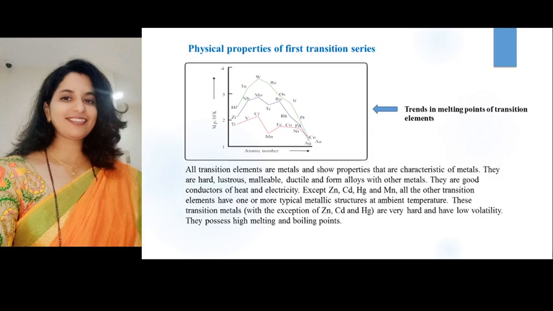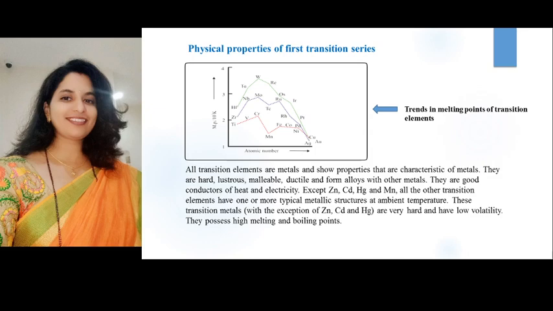All the other transition elements have one or more typical metallic structures at ambient temperature. These transition metals, with the exception of zinc, cadmium, and mercury, are very hard and have low volatility, and they possess high melting and boiling points. The high melting and boiling points of transition metals are due to their close packed structures. In these structures, the transition metal atoms are held together by strong metallic bonds, which have notable covalent character. It requires a considerable amount of energy to break the metallic bonds in order to melt the metal. Hence, these metals have very high melting points and boiling points.